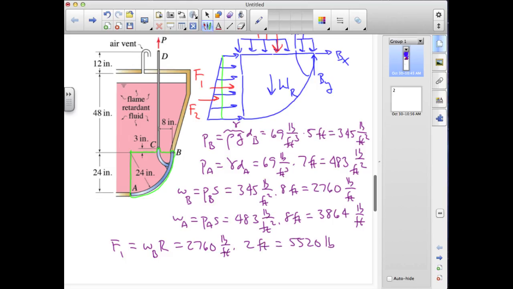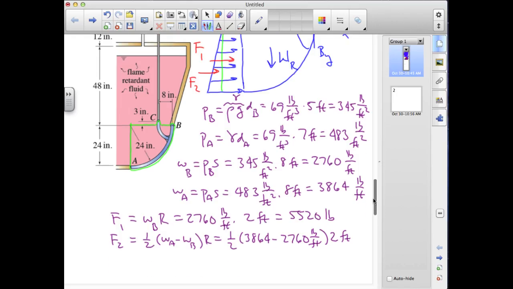The force F2, based on that triangular distribution, is 1/2 the base, which is the difference between the line load at A and B, times the height, which is also that radius. So that's 1/2 of 3864 minus 2760 pounds per foot times 2 feet. And that number is equal to 1104 pounds.